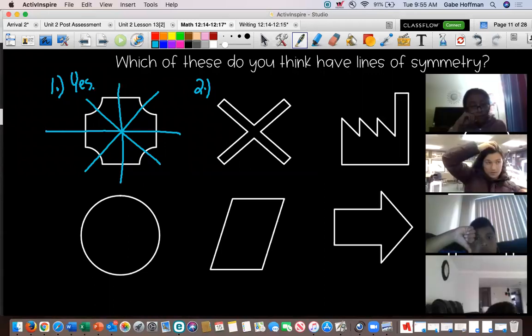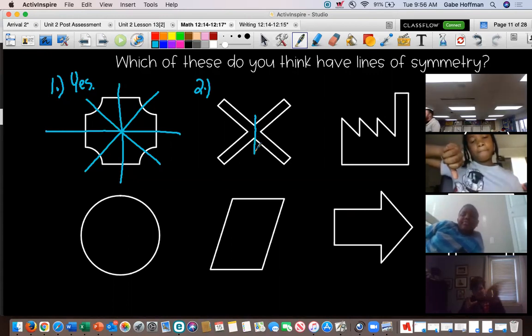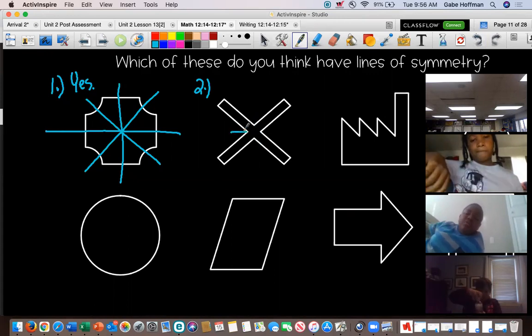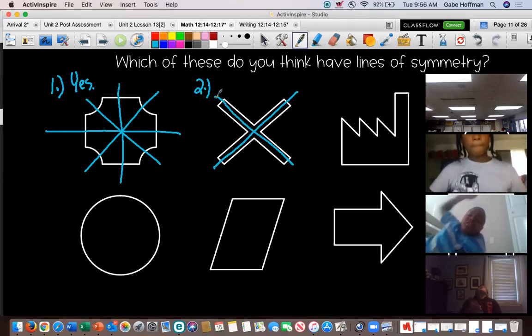I'm seeing some mixed reviews. So I'm going to make a line, and then I want to see if it changes your mind. Is that the same on both sides if I fold it? Yes. Yeah, it is, right? I could fold it that way. I could also fold it right here, and it would be the same on the top and bottom. I could also fold it right down this long part in the middle, or right down this long part in the middle, and it's the same on both sides. So yes, the answer is yes for number two.